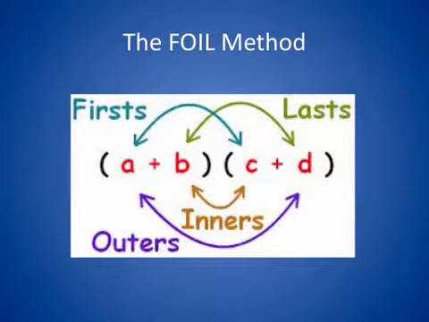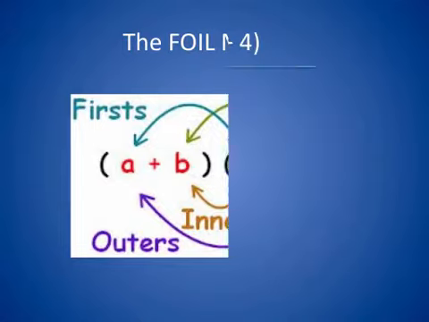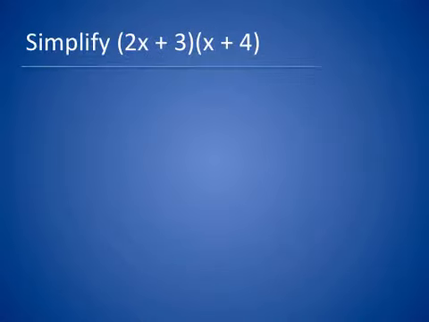Okay, when you look at the FOIL method, it stands for first, outers, inners, and last. Let's look at example 1. We're asked to simplify the product of these two binomials.